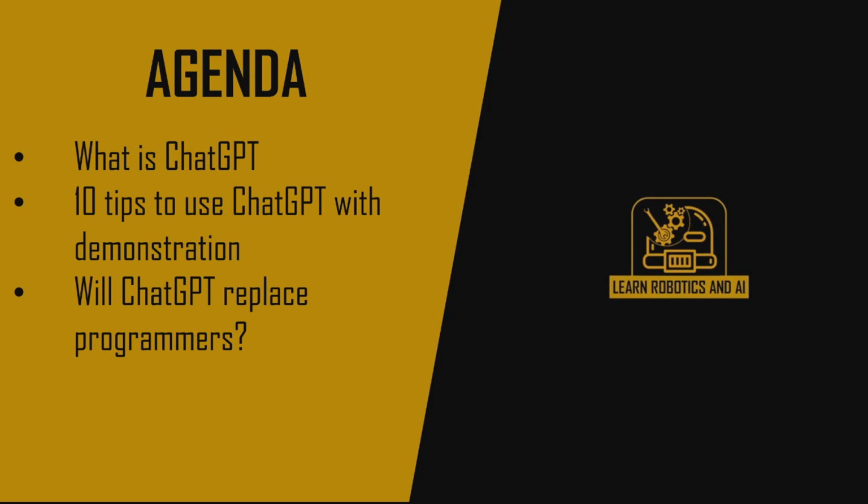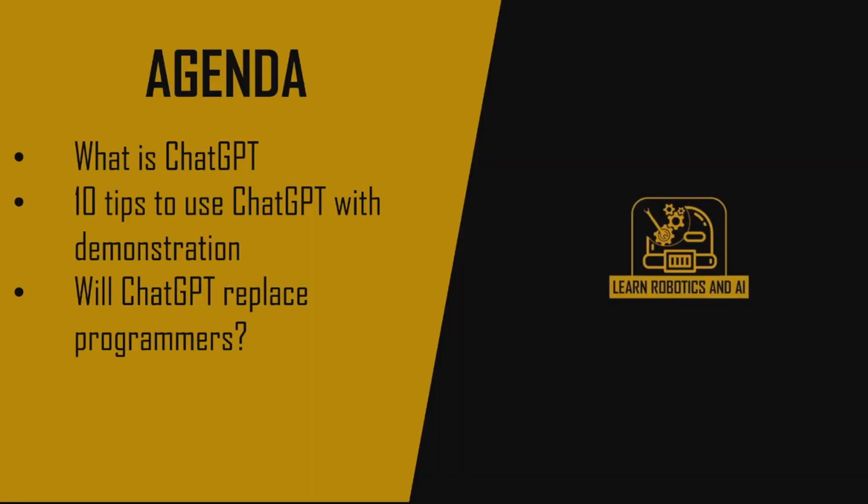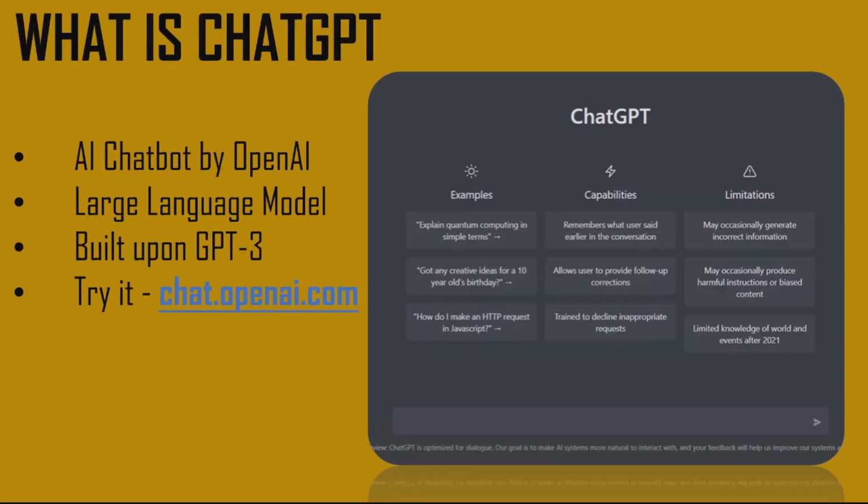I'll start first by talking about what ChatGPT actually is, and then I'll go on to talk about the core of the video, which is how to use ChatGPT to learn robotics, computer vision, and machine learning. I'll give you the 10 tips on how to actually use ChatGPT for your particular goals. And if you stick till the end, I also have an additional bonus tip, an 11th tip for you that will be very important for you if you want to actually work professionally in these fields. After that, I'll also talk about whether or not I think ChatGPT would replace programmers in the future.